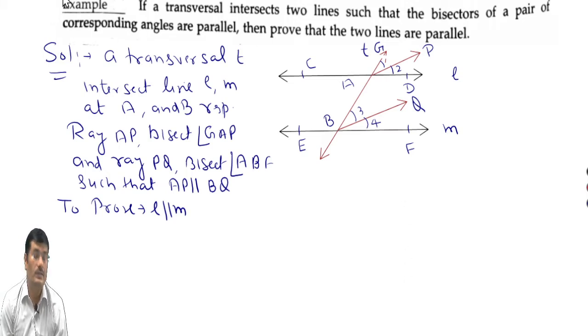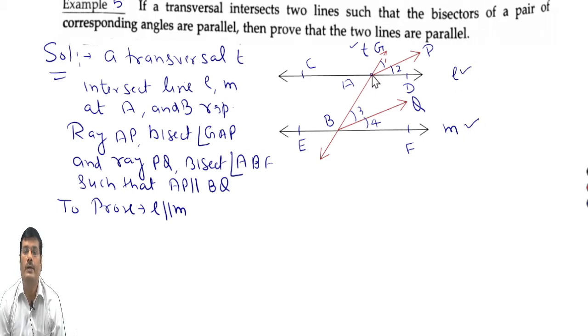See, it is your example number 5. If a transversal intersects two lines such that the bisectors of a pair of corresponding angles are parallel, then prove that the two lines are parallel. So see this, here is a transversal T which intersects two lines L and M at points A and B such that rays AP and BQ bisect angle GAD and angle ABF. Clear? We have to prove that L is parallel to M.